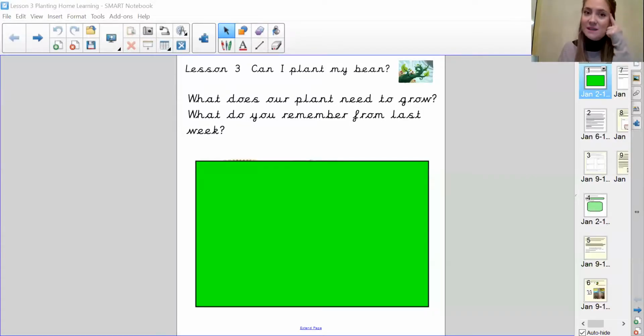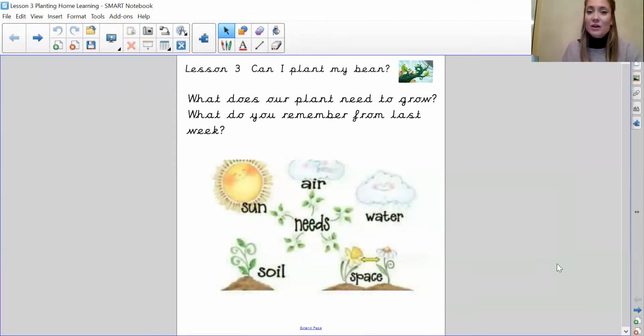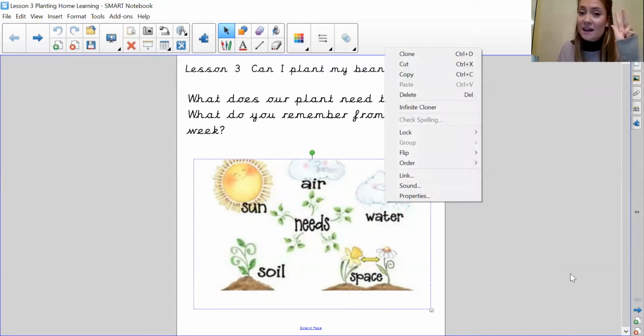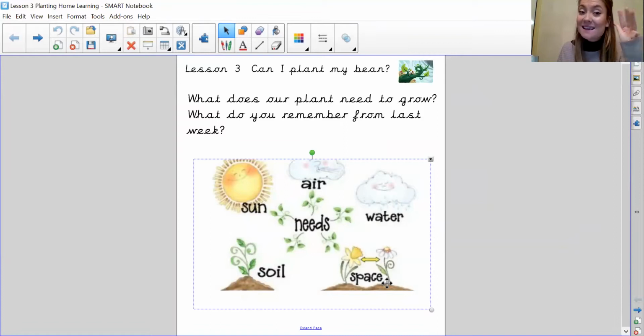Okay, so I want you to have a think. What does our plant need to grow? So we did this last lesson, didn't we? Can you remember, what does our plant need to grow? There's 5 things. Can you tell me? Let's have a look what our plant needs to grow. So we've got our plant needs sun, it needs air, it needs water, it needs space, and it also needs soil.